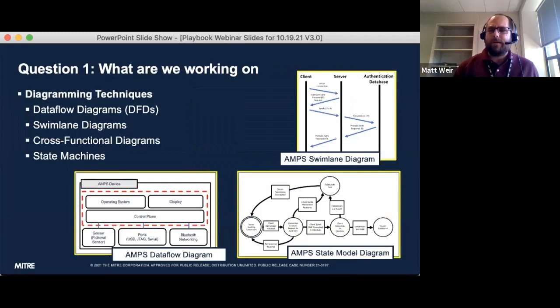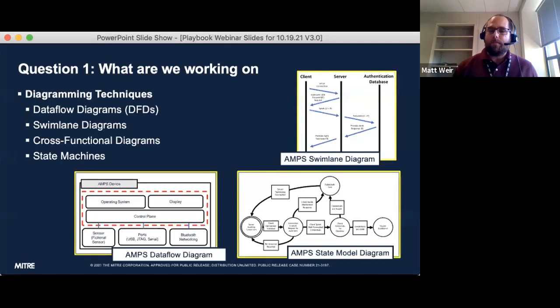I mentioned a little bit earlier that we structured chapter number 2 around these 4 different questions. These 4 questions help provide a framework and guidance for how you do the threat modeling process. The very first question is trying to understand, what are we working on? So understanding the device itself and how it actually operates. In this portion of the playbook, we go over different types of diagramming techniques.